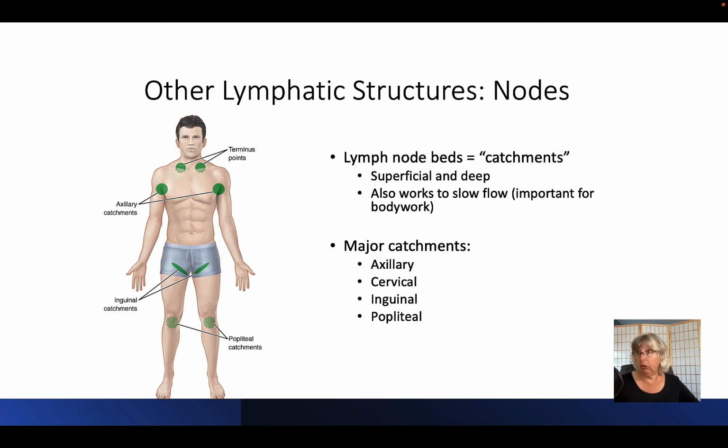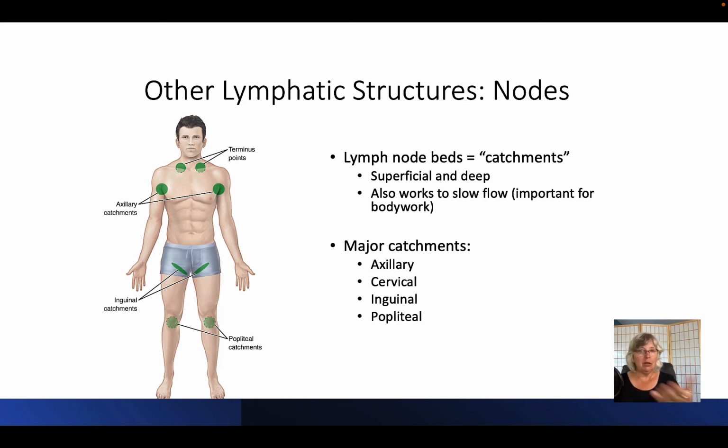As it turns out, lymph nodes are also arranged in clusters around the body. And that turns out to be really good for making sure that every bit of fluid that finds its way into the lymphatic system has a chance to go through one or more nodes in the process of filtering out anything that we should not be getting back into the circulatory system. So these clusters of lymph nodes, or the lymph node beds, are sometimes called catchments because they catch the incoming fluid. And within any individual lymph node bed or catchment area, we will find both superficial and deep lymph nodes.